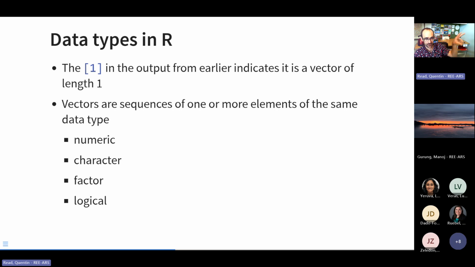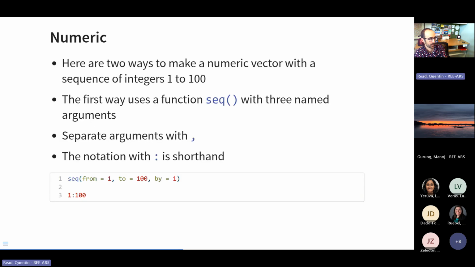Like if we have a bunch of numeric values, that's a vector of numbers, essentially, of numeric data. We could have a bunch of text strings, a character vector. There's also factors and logicals, which are also common data types in R, which we will revisit later. So let's go into numeric data a little bit.